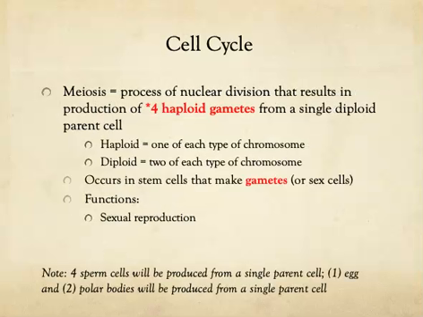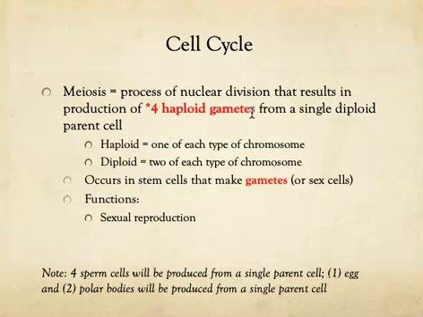Meiosis is a very different process, and meiosis occurs in a much smaller subset of eukaryotic cells. Meiosis is a form of nuclear division that results in the production of haploid gametes. Now, I've written the number 4 here, and I've got a little asterisk next to it. I will explain that in just a minute. Meiosis produces 4 haploid gametes from a single diploid parent cell.